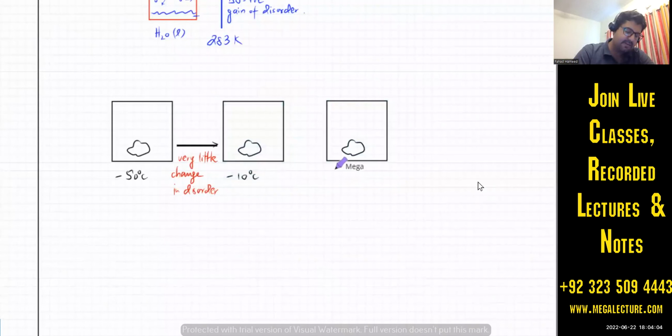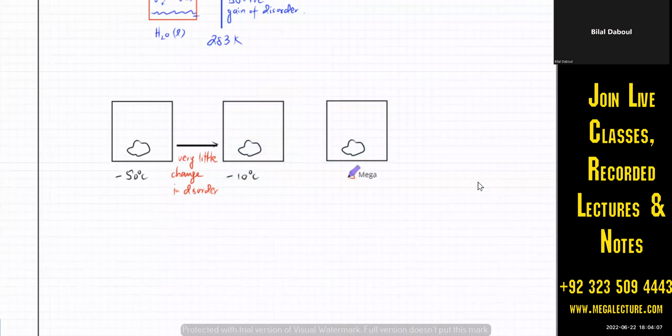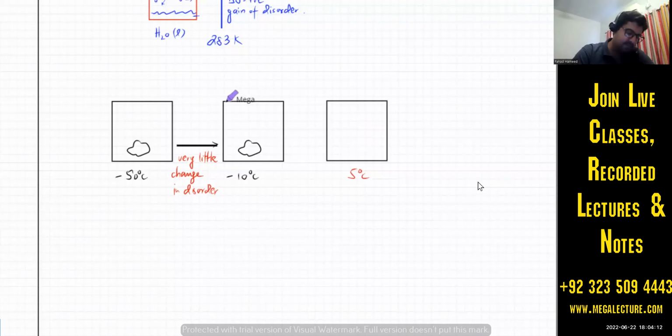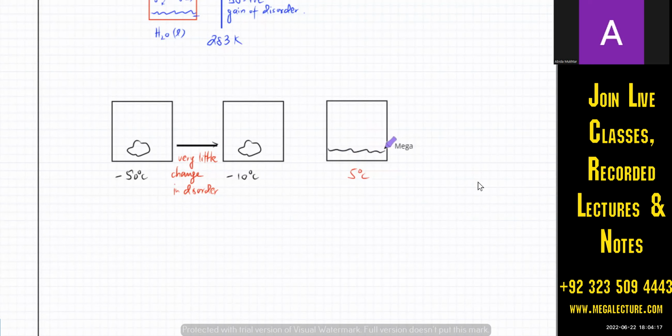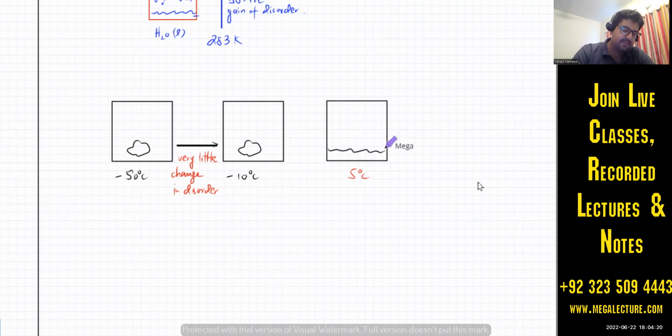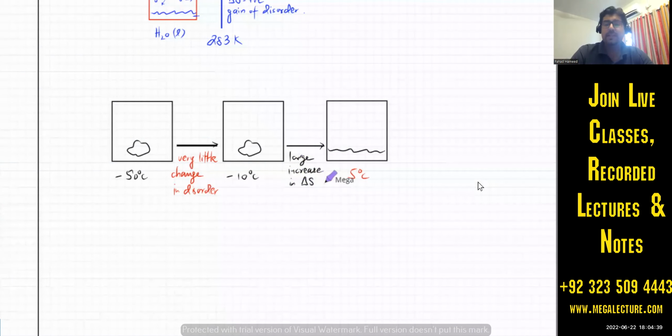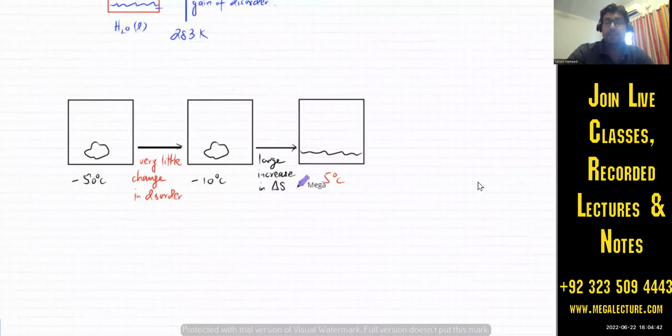Now the ice is at 5 degrees centigrade. Will it be in the form of ice? It will be a liquid. Okay, so it will be a liquid. So basically now all of a sudden there's a large increase in disorder, right? The disorder has increased by a big amount. So remember, for substances, disorder usually increases when you change state.